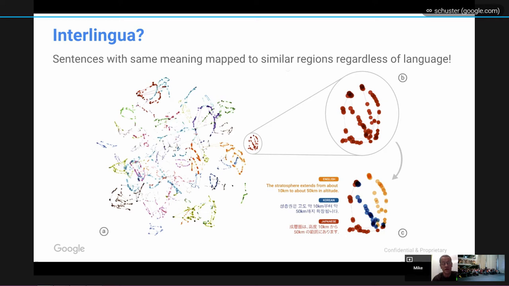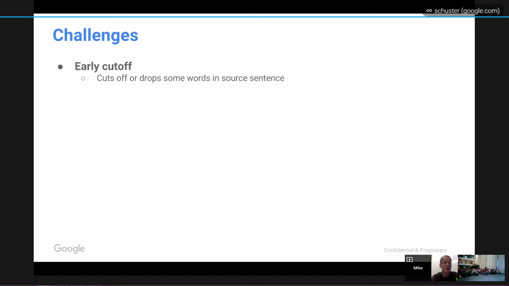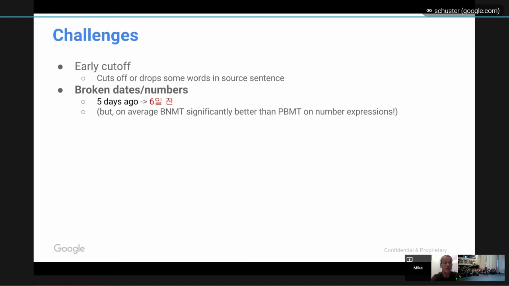So, challenges. The translation is by far not perfect yet. There is early cutoff, meaning sometimes it cuts off or drops some words in the source sentence. Then we have a lot of broken dates and numbers. So for example, 5 days ago becomes 6 days ago in Korean, which is really a silly mistake, but the system still makes mistakes like this. But on average, the new system is significantly better than the previous system on number expressions.